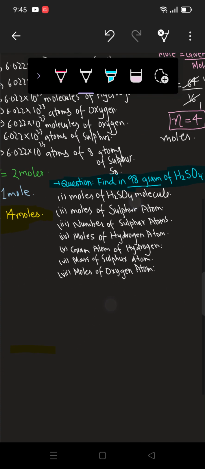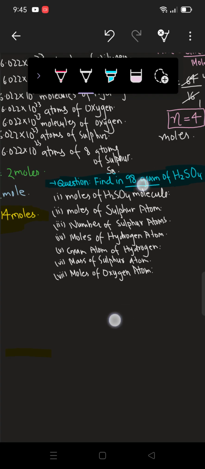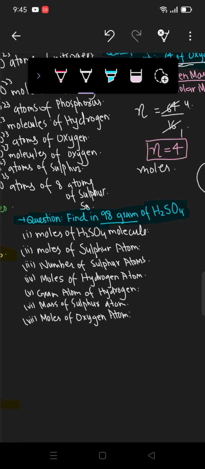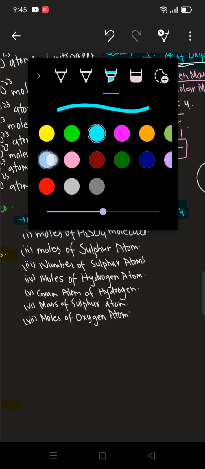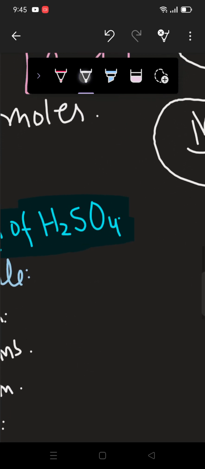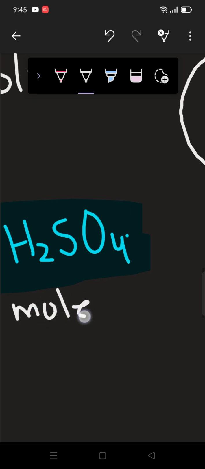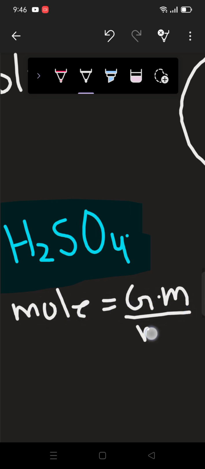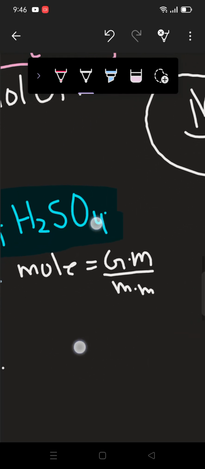So now we have our 7 questions. We need to find the moles of H2SO4 molecule, that is sulfuric acid molecule, moles of sulfur atoms which are present in the H2SO4, number of sulfur atoms, moles of hydrogen atom, gram atom of hydrogen, mass of sulfur atom, moles of oxygen atom, right? So commencing with our first part, we need to find the moles of H2SO4 molecule. We have already learned the formula, mole is equal to given mass per molar mass. Given mass is equal to what?